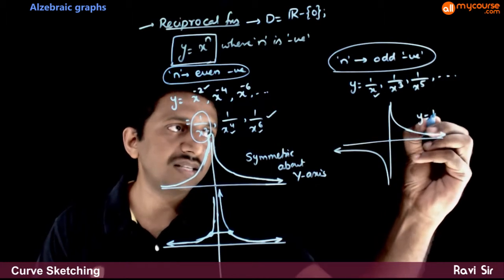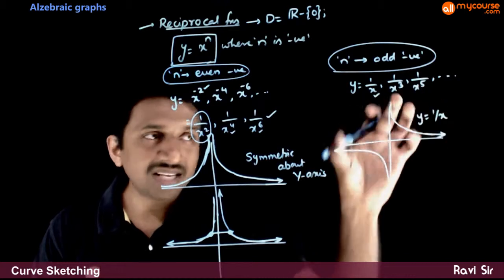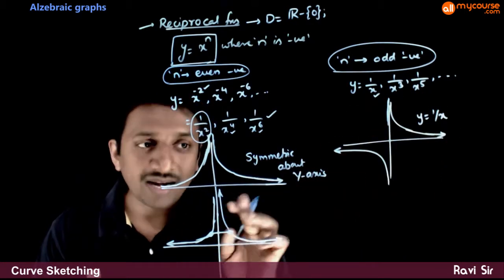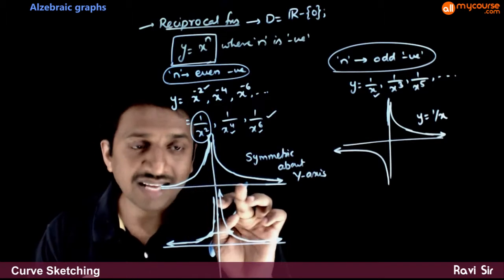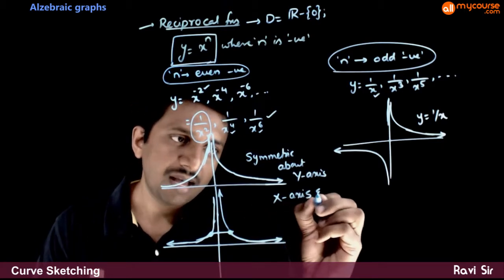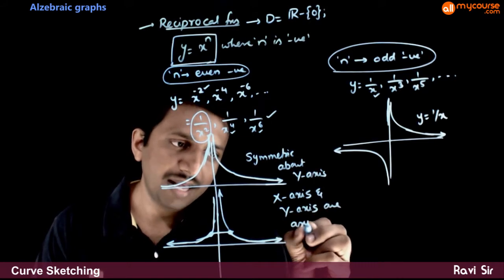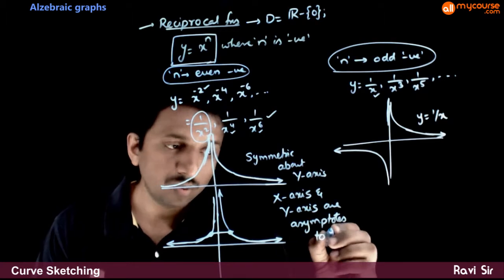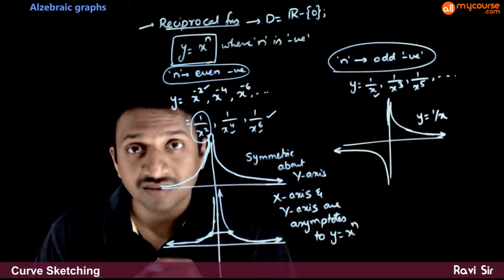So this is the graph of y is equal to 1 by x and 1 by x cube, 1 by x power 5. All these graphs have the same general shape. And as you see, x-axis and y-axis are asymptotes to this graph. X-axis and y-axis are asymptotes to y is equal to x to the power n, where n is negative.